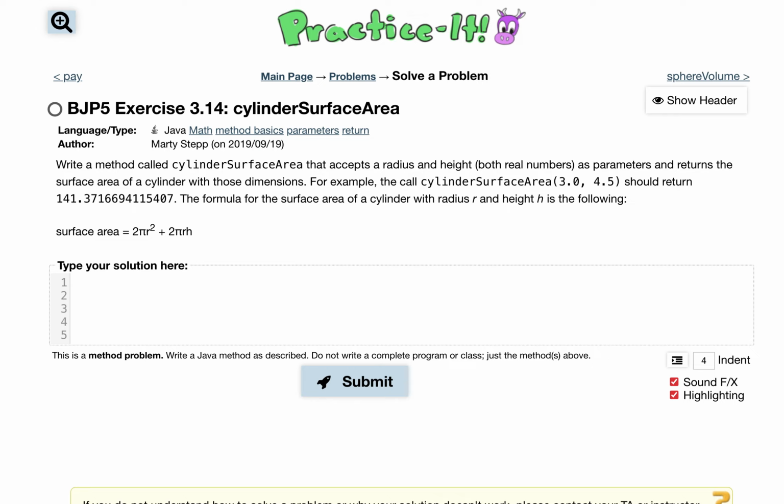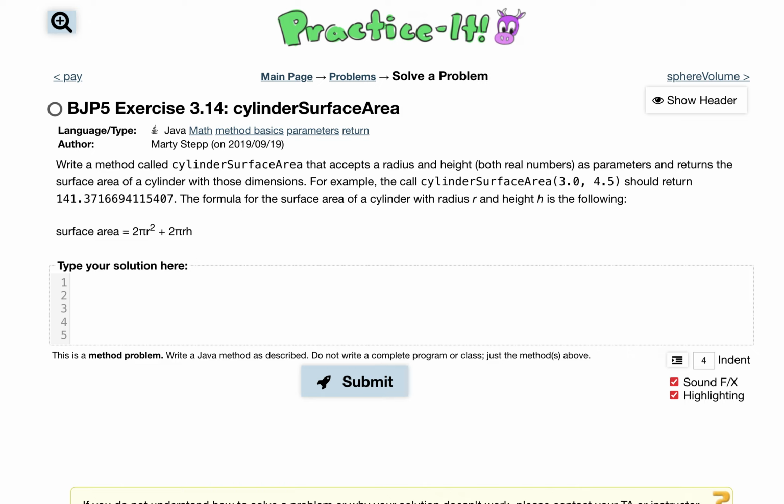Today we are going to be going over 3.14, which is called cylinder surface area. The problem reads, write a method called cylinder surface area that accepts a radius and height, both real numbers, as parameters, and returns the surface area of a cylinder with those dimensions. For example, the call cylinder surface area of 3.0, 4.5 should return 1.4 whatever the rest of the number is.